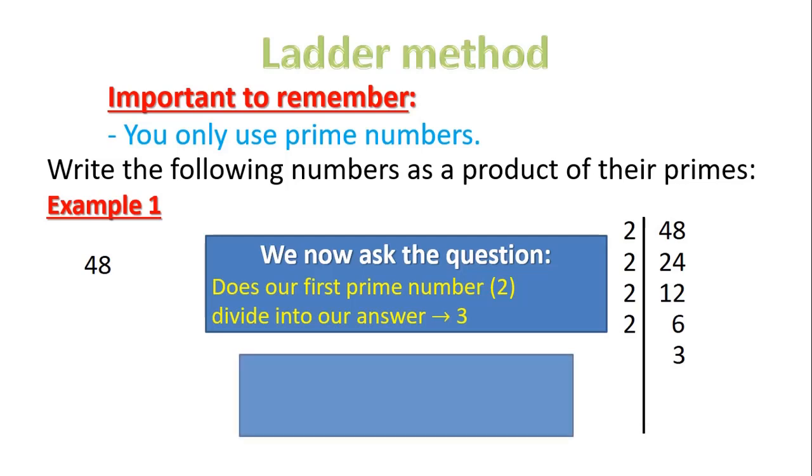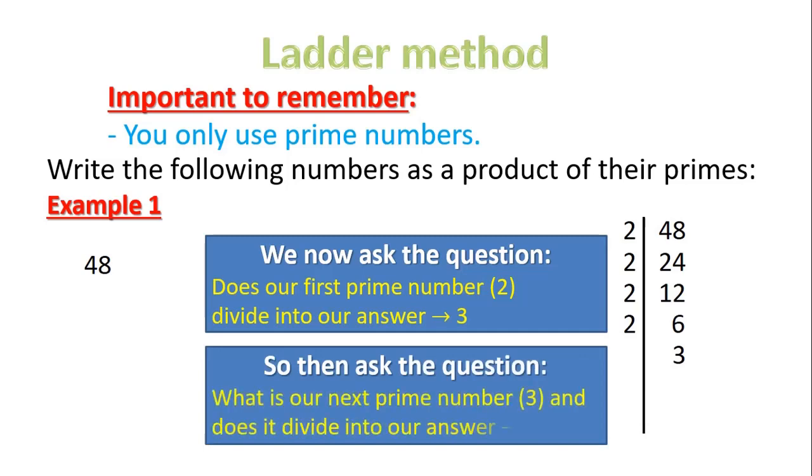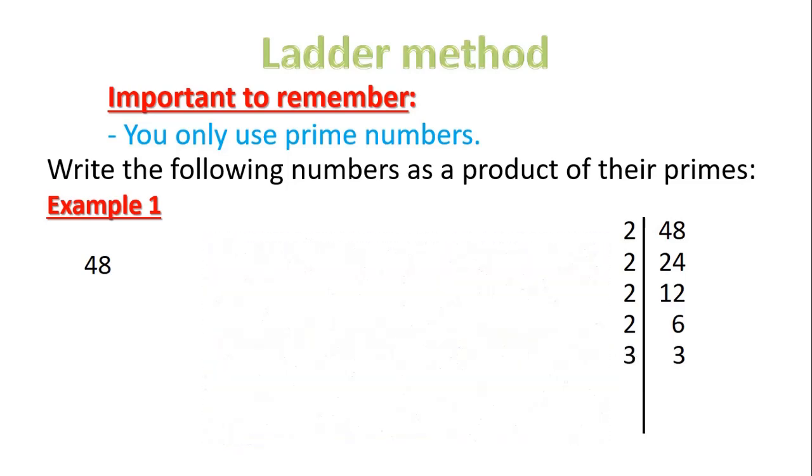Now what we do is we ask the following question. What is our next prime number? Well, it's 3. So we say, does the next prime number, which is 3, divide into our answer, which is 3? And yes, 3 goes into 3. So we write a 3 next to our 3, and 3 goes into 3 once. And now we've finished dividing.